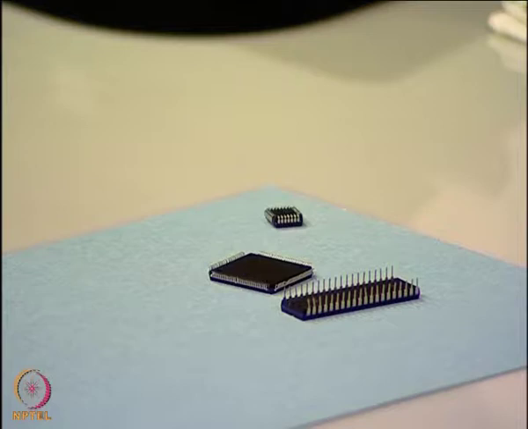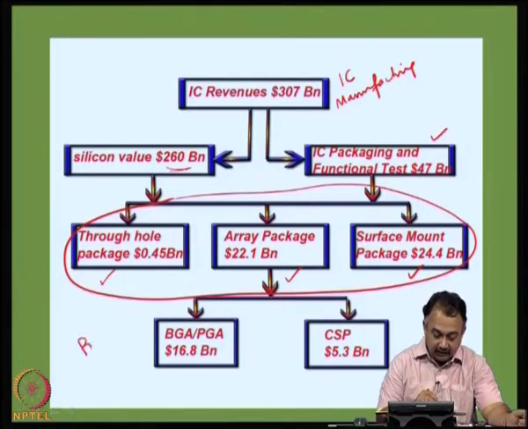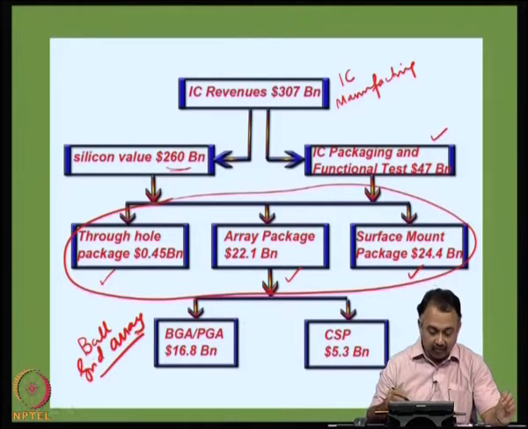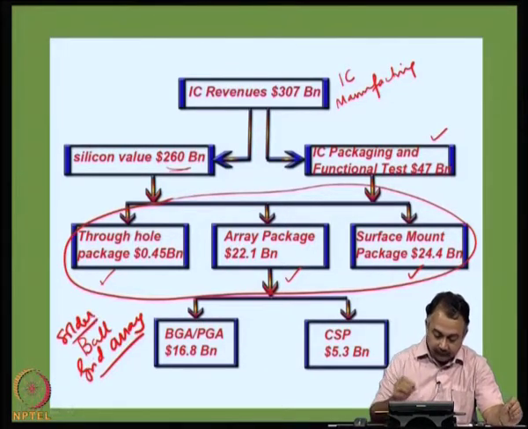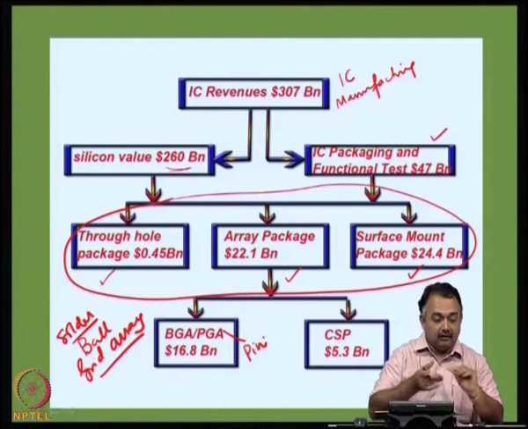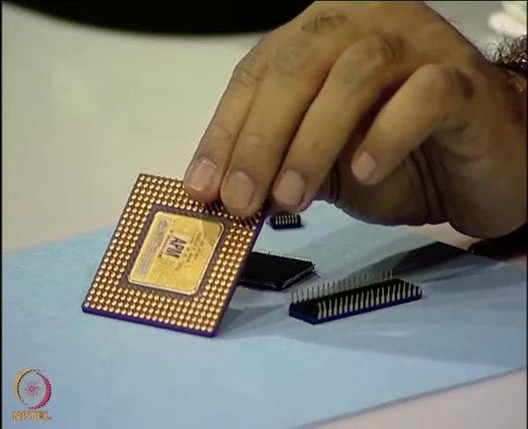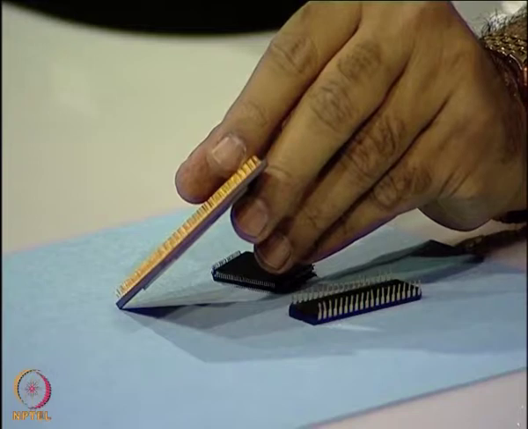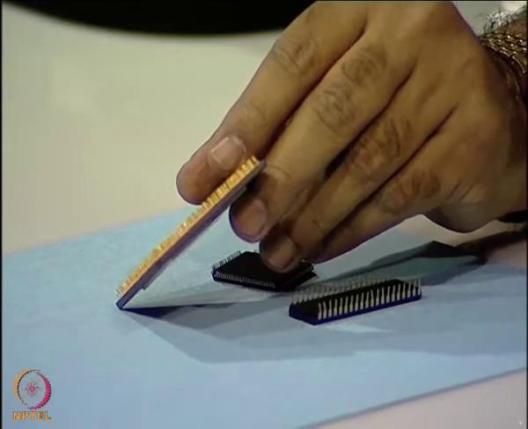Now, then comes the area array package, which means the entire area under the die is being utilized for creating the IOs. So, under the area array packages, we have ball grid array. BGA stands for ball grid array, which means the interconnection of the package is in the form of solder balls. PGA indicates pin grid array. I will show you an example of a pin grid array. Here you can see this is a Pentium processor, and you can see the IOs here at the bottom are in the form of pins. So, the connections are established through the pins.